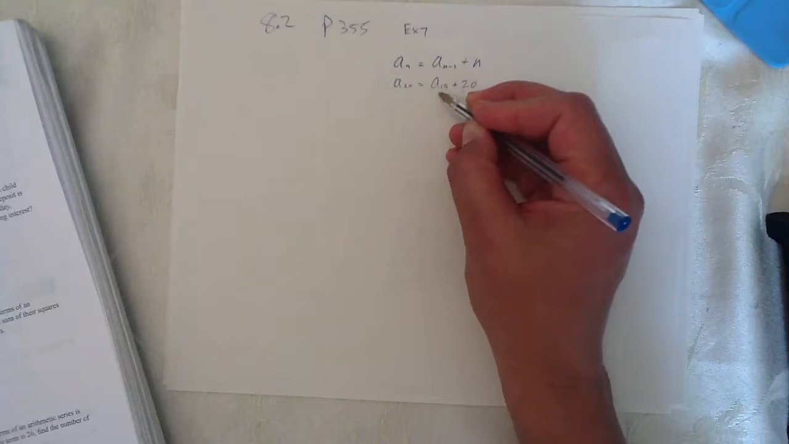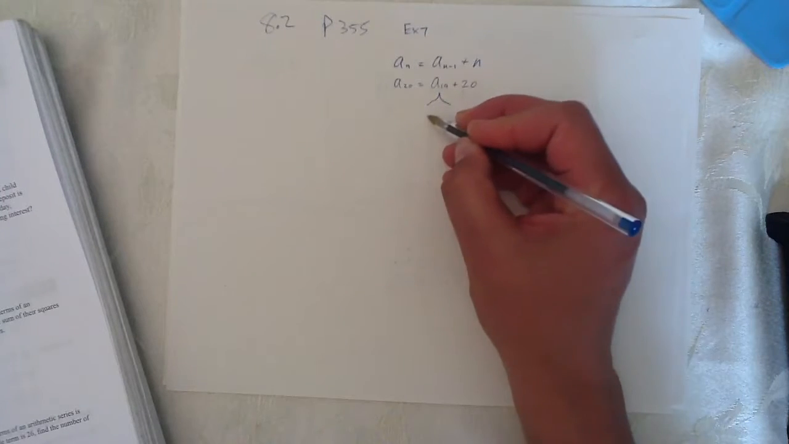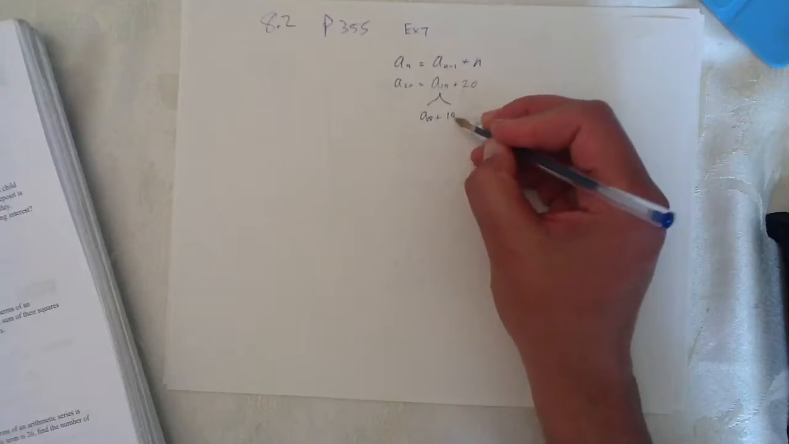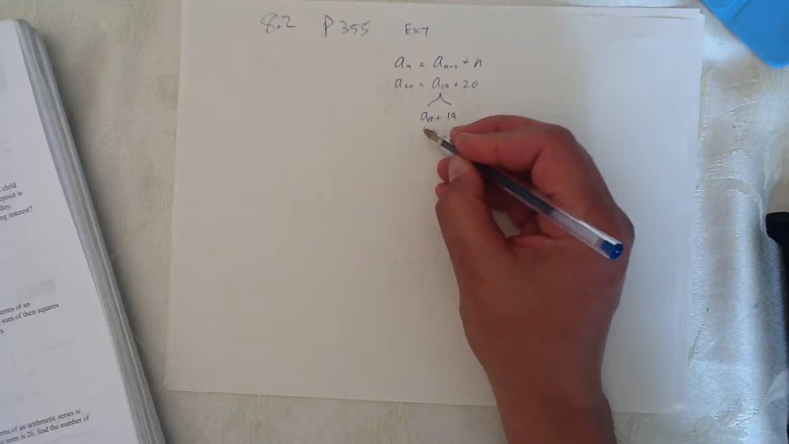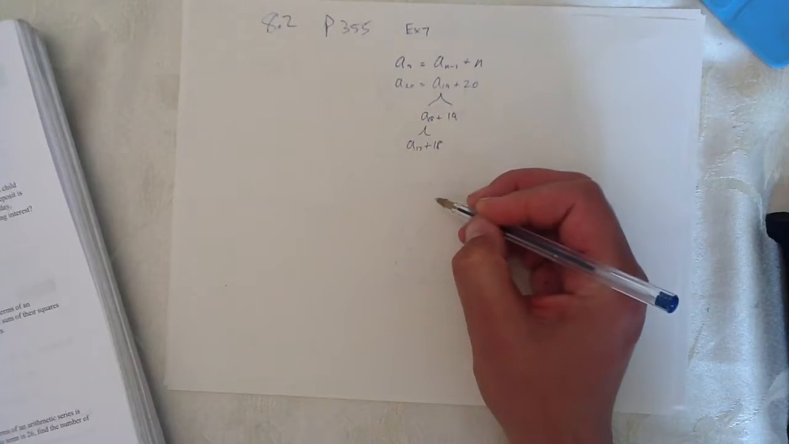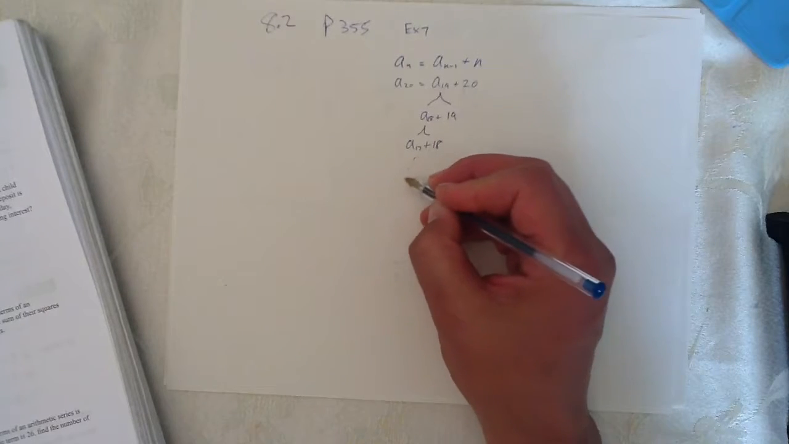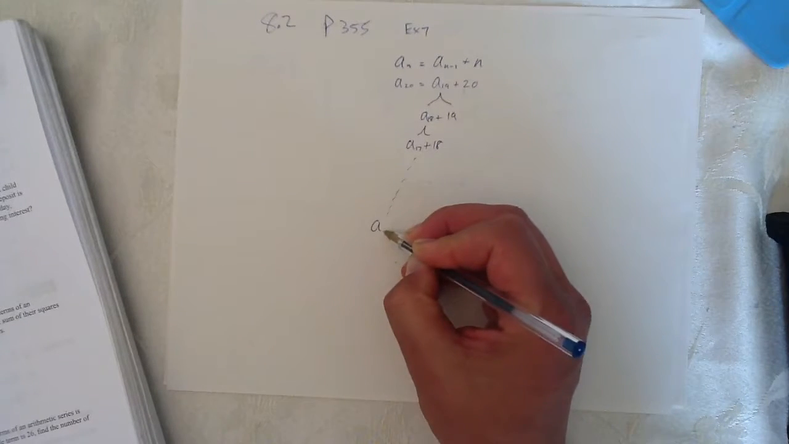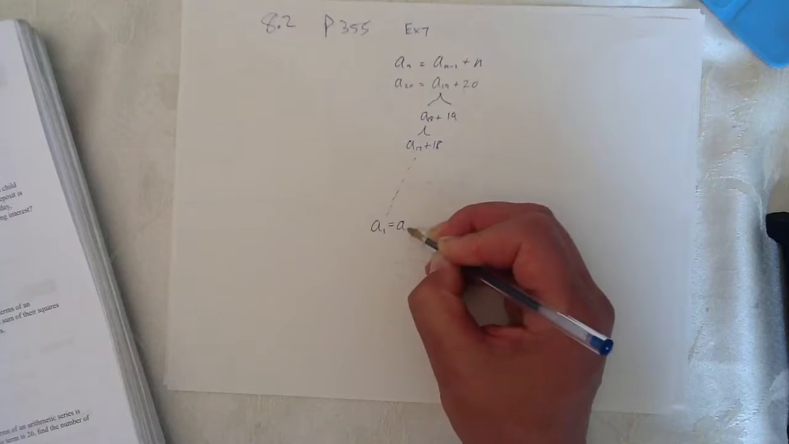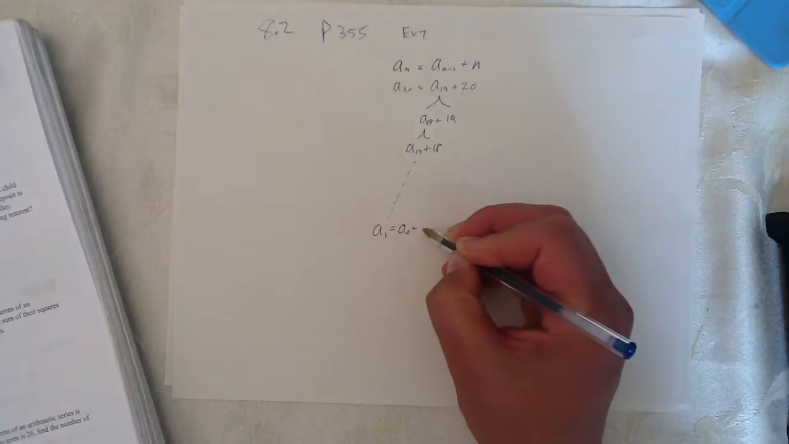And a19, though, is a18 plus 19, and a18 is a17 plus 18. And a1, no, yeah, a1 equals a0 plus 1.